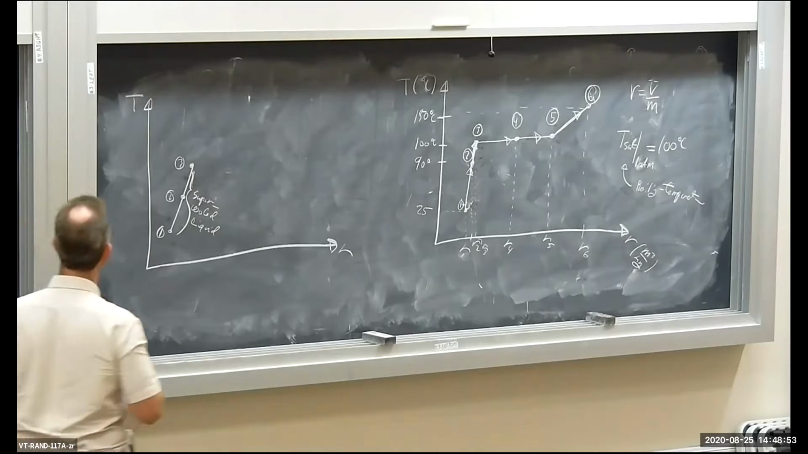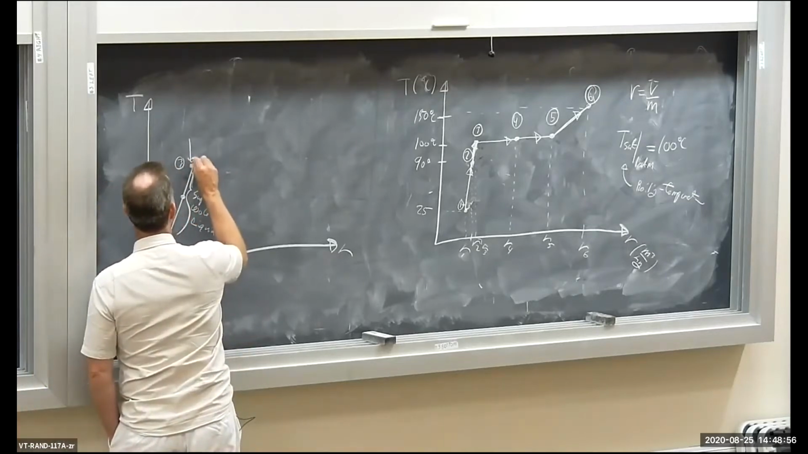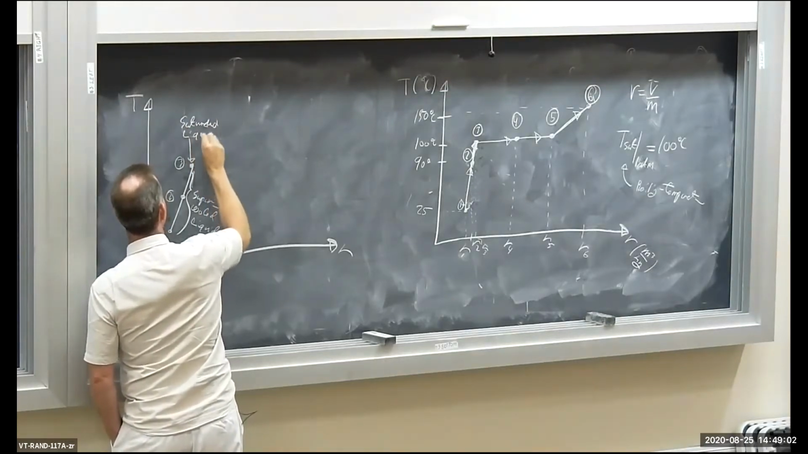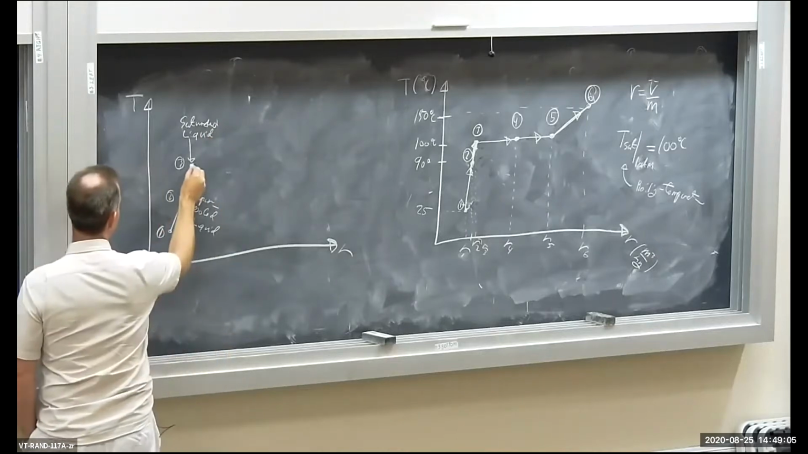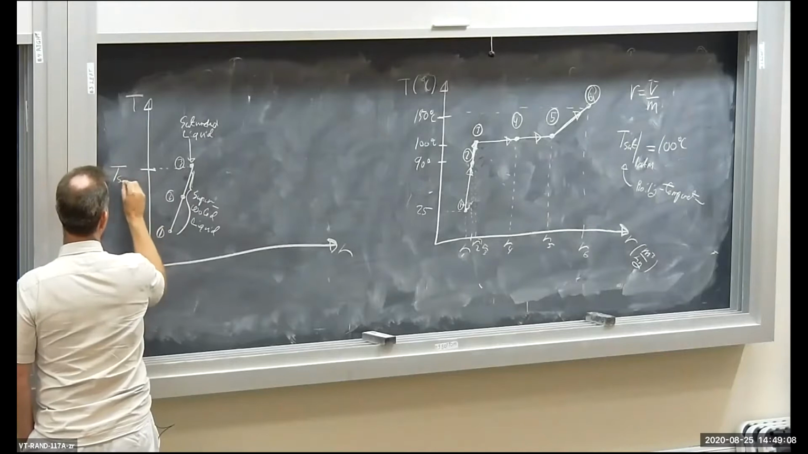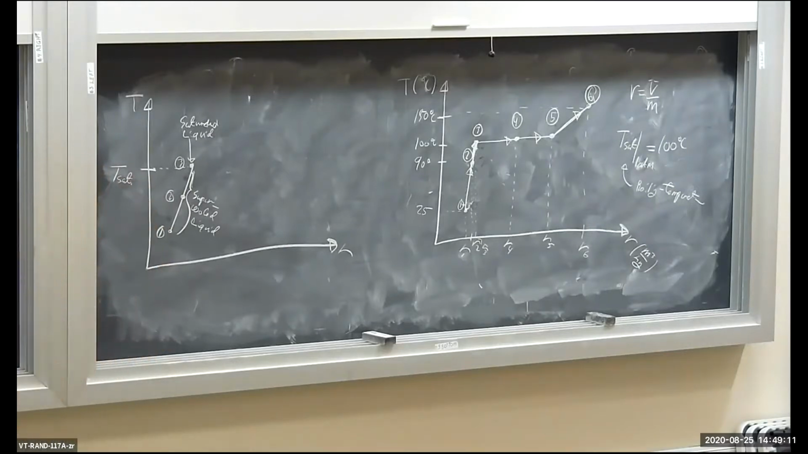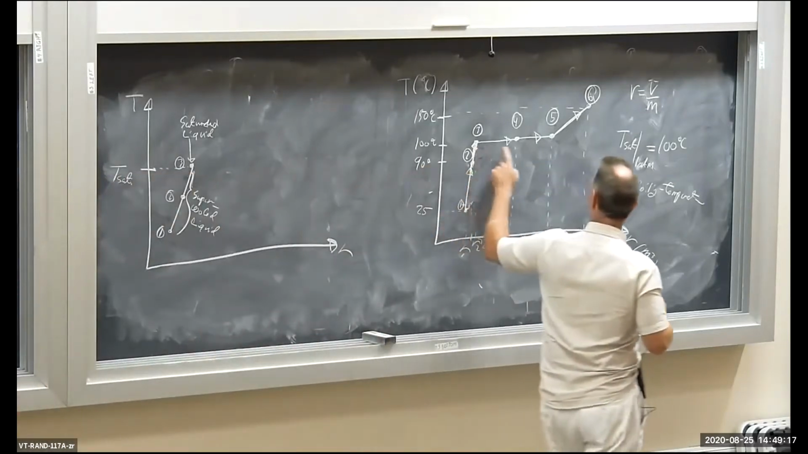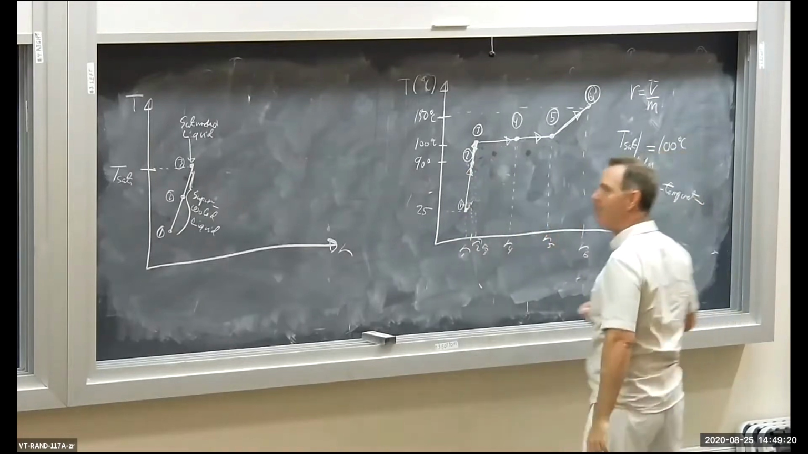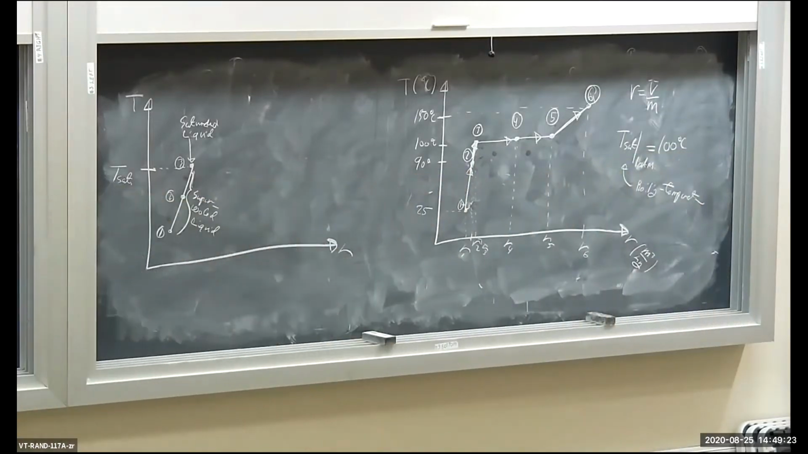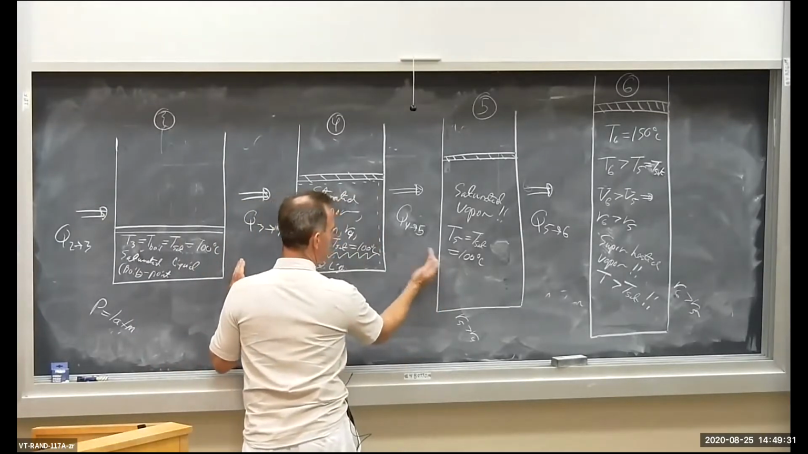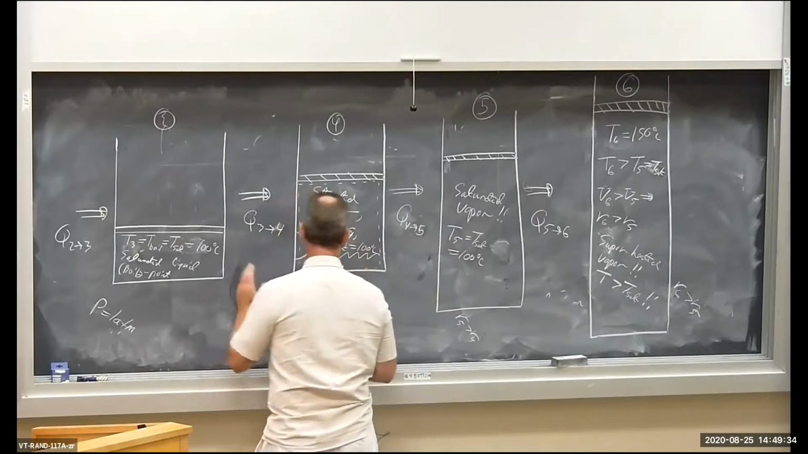At state 3, we were a saturated liquid, just ready to boil. The temperature here at state 3 was Tsat. Tsat at state 3, okay? From state 3 to 4 to 5, in between here, we were a mixture of saturated vapor and saturated liquid.